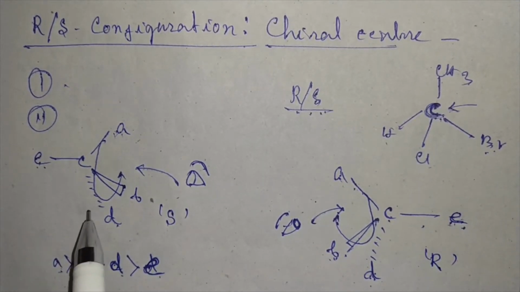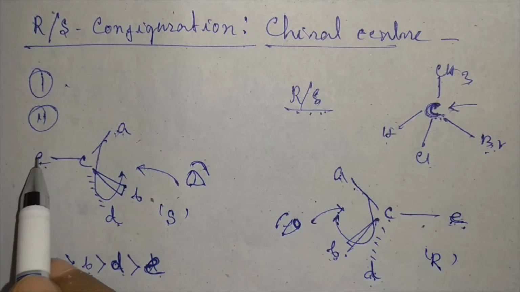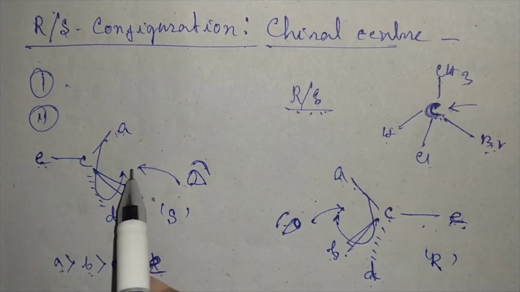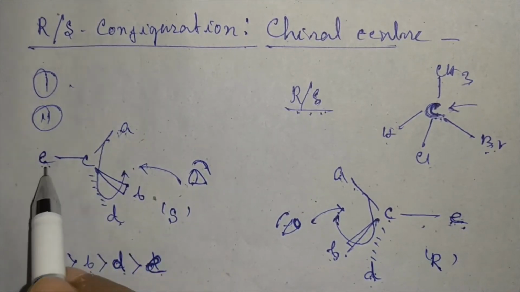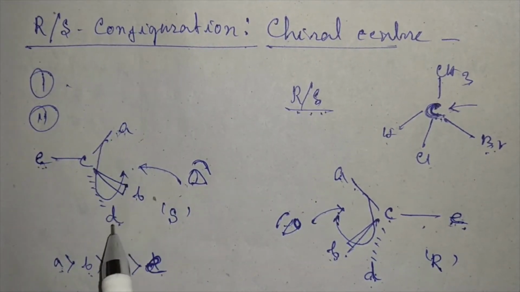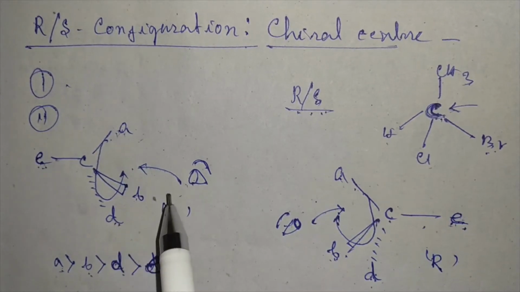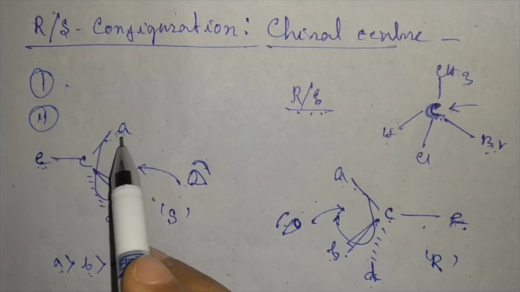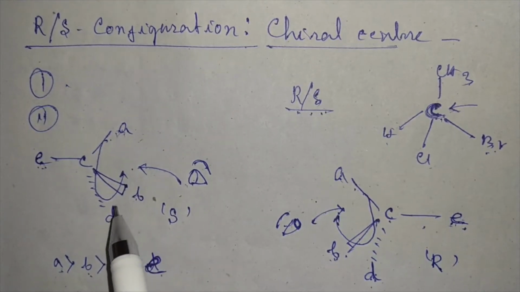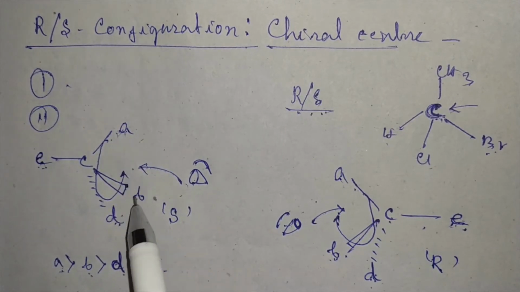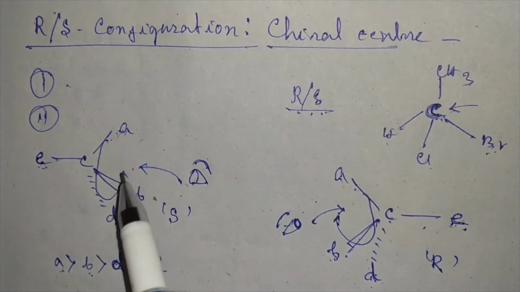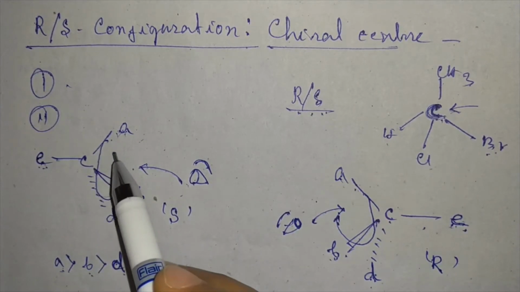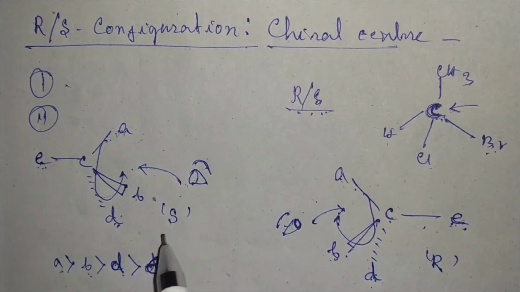Whereas in this molecule, here E is placed away from our eye, we are seeing this molecule in this way, and A and E are in plane, whereas B is above the plane, D is below the plane. Now we are moving our eye from A to B to D. So A is in plane, B is above the plane, D is below the plane. So from A to B to D, we are moving our eye in anti-clockwise direction. So the configuration will be S.